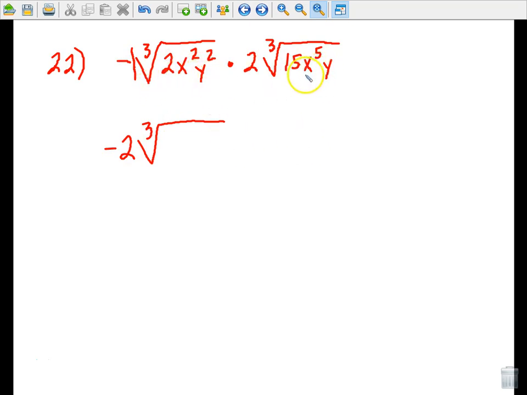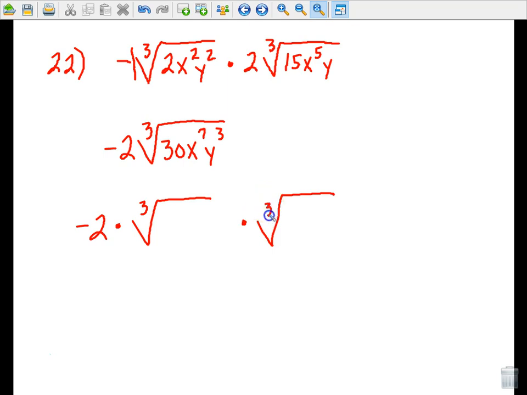And if we multiply these two radicals together, we get the cube root of 30x to the 7th, y to the 3rd. Okay? And now let's think about how we can simplify this radical. Okay, so we got the -2, and then we're going to have these two radical factors. We're going to try to simplify this cube root of 30x7y3. So let's think about 30 for a second.